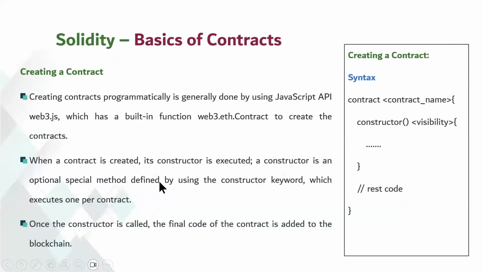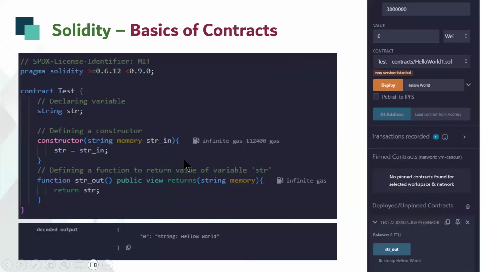Now let's talk about creating a contract programmatically, okay? Contracts are typically created using a JavaScript API, okay, web3.js, which provides a built-in function. Okay, when a contract is created, its constructor is executed, and the final code of the contract is added to the blockchain. Look at this example. In this example, we have contract test. Contract test is created to demonstrate how to create a contract in Solidity.